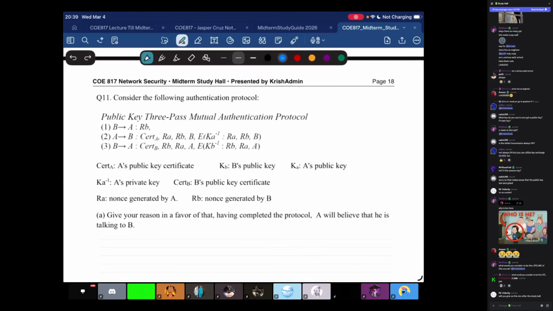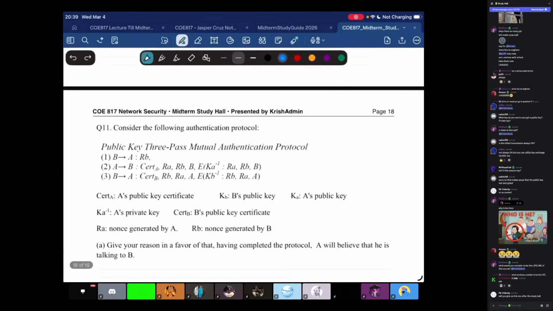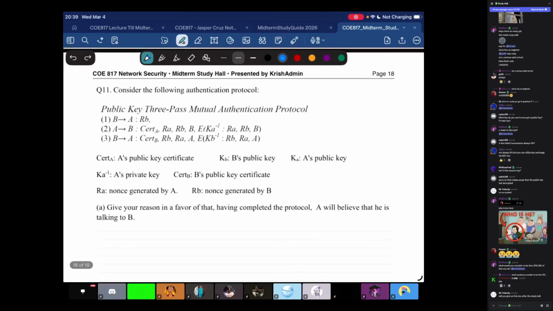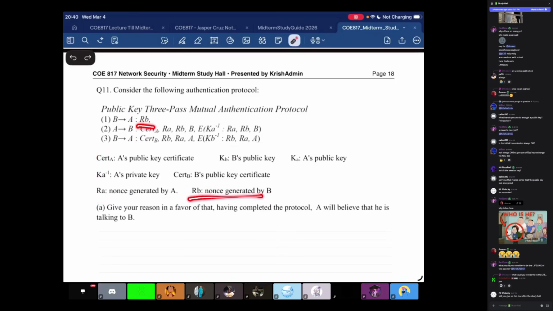Okay, question number 11. We just have two more: this one and one more question after. Okay, so consider the following authentication protocol. We have the public key 3-pass mutual authentication protocol. Here you have a legend down here. Our B here is the nonce generated by B when B communicates with A. Cert A is A's public key certificate. B is B's public key. The rest of them are kind of just copy paste.